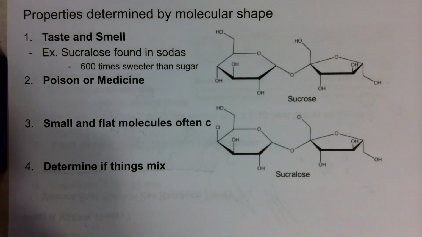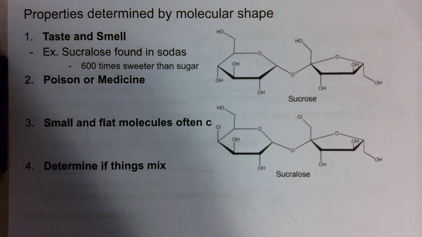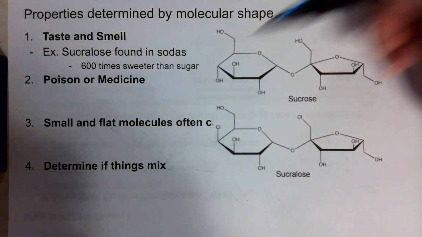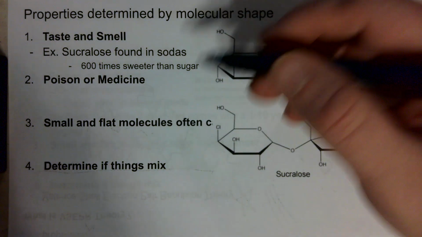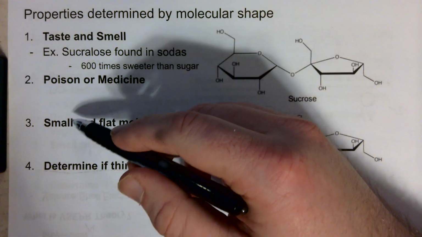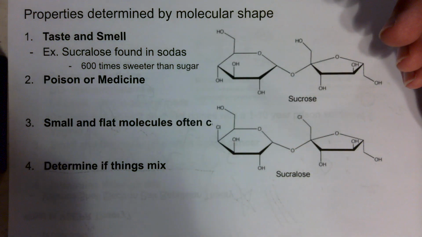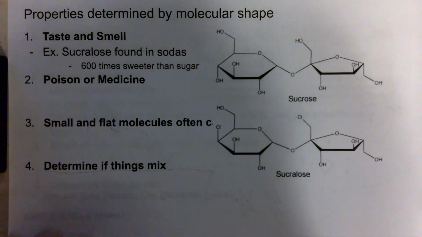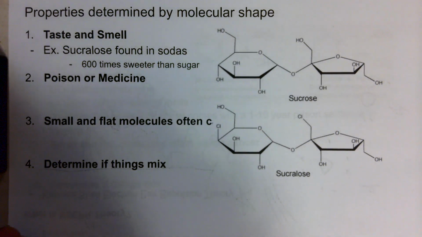One of the physical properties that we talk about is the taste or smell of a molecule. Could it be poison or medicine? Depending on the shape, depending on the molecule, we're going to find out that small and flat molecules are often carcinogenic, meaning that they cause cancer, and these physical properties can also determine what something's going to mix with.